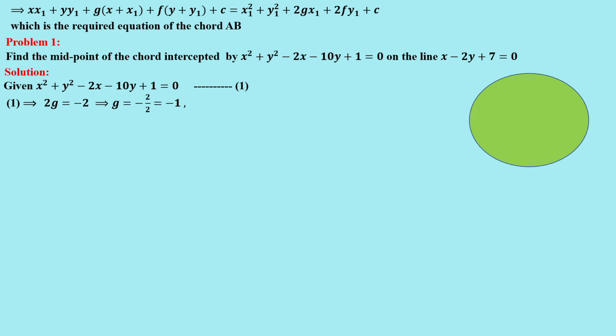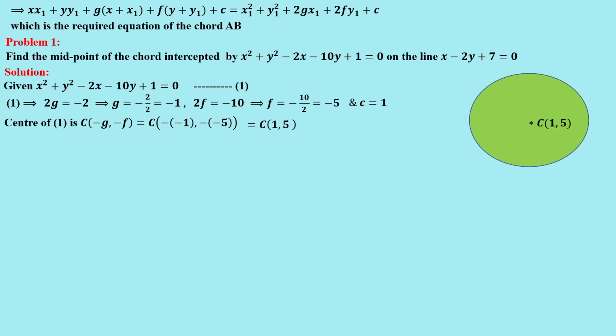2f, the coefficient of y, is equal to minus 10, so f is equal to minus 5, and c is the constant term, which is equal to 1. Now let the center of circle 1 be C. We know the formula (minus g, minus f), so C is (minus of minus 1, minus of minus 5), so C is (1, 5), right?